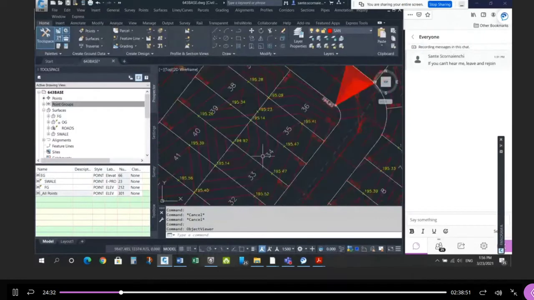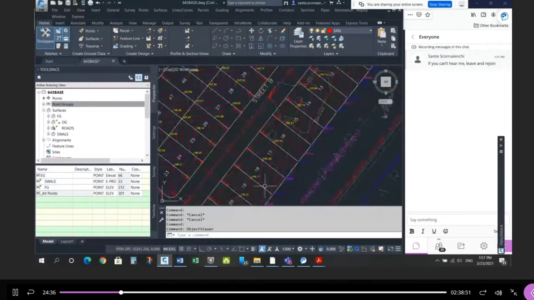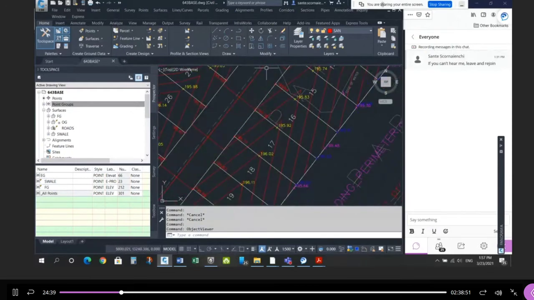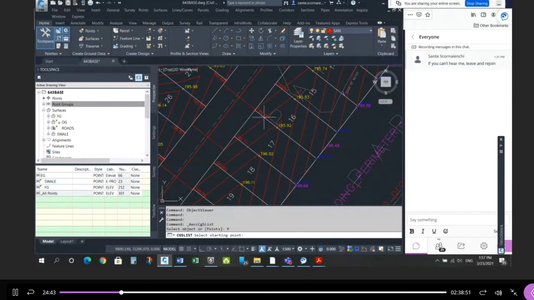Another common mistake, and you can watch this happen on the fly. I'm just going to check using the inquiry tool, inquiry, list slope. If I go from node to node, this is up at 2%. And if I go from node to node, this is up at 2%.